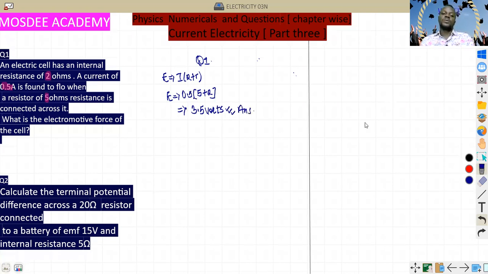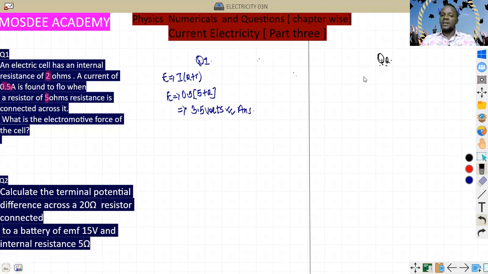We'll go to the second one. The second question says: calculate the terminal potential difference across a 20 ohm resistor connected to a battery of EMF 15 volts and internal resistance of 5 ohms. So directly you can bring out the parameters so that you know what to substitute.